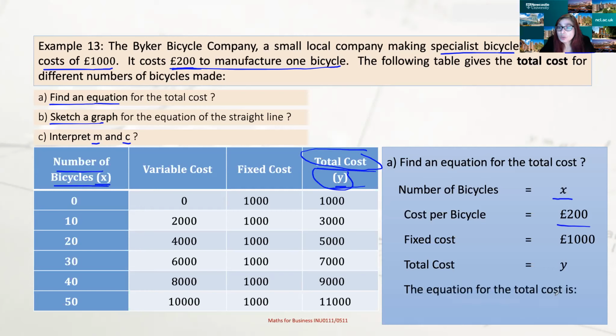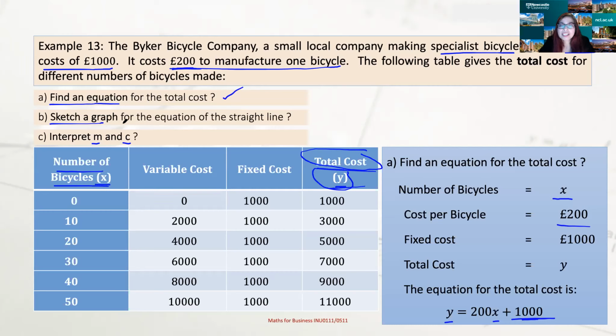So the equation of the total cost can be given as Y is equal to 200 times X plus the fixed amount. The fixed amount is 1,000 pounds, fixed cost. That's the relation here. Y is the dependent variable, X is the independent variable. It's not the other way, okay? So that's how you get the equation. Now we have done the first question. I hope you all have got this.